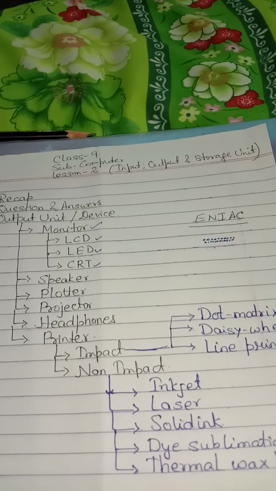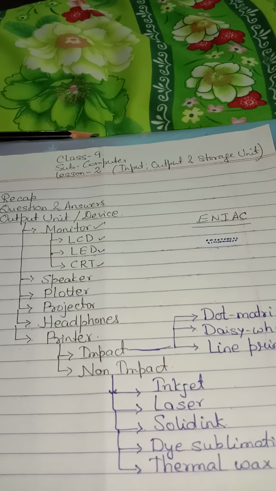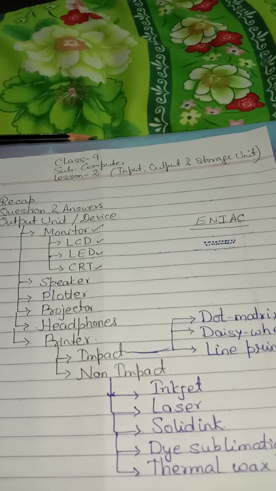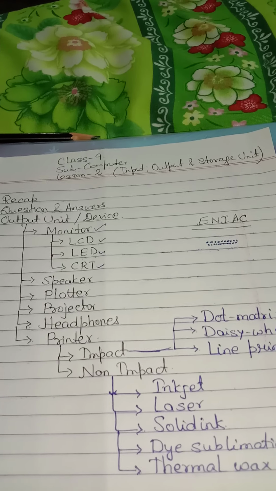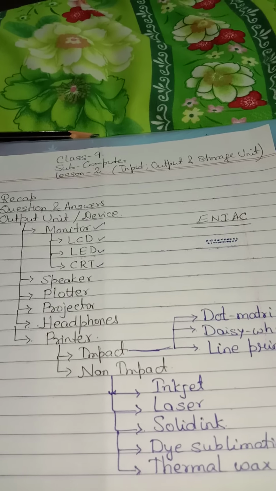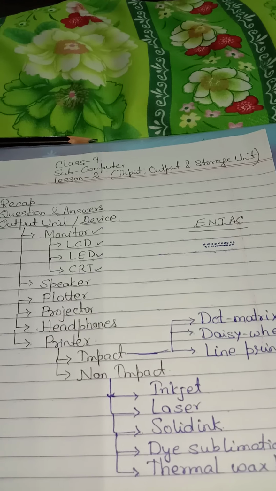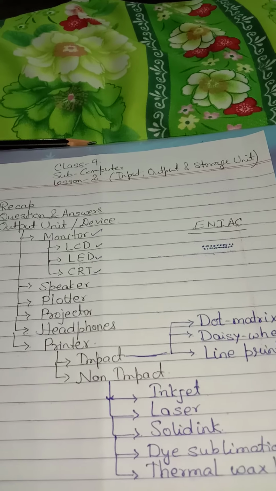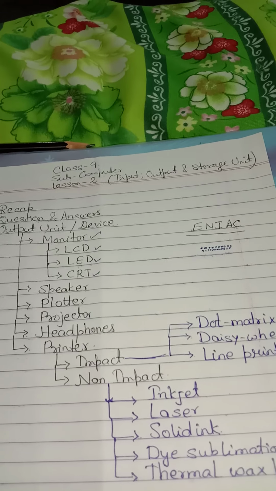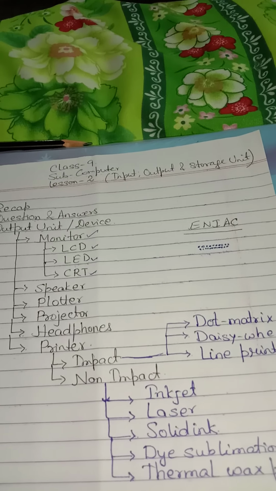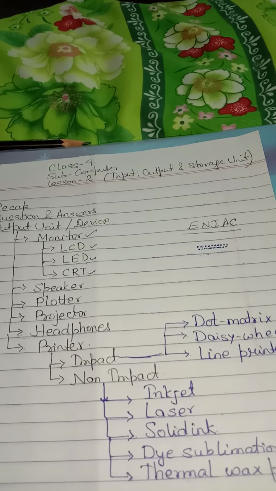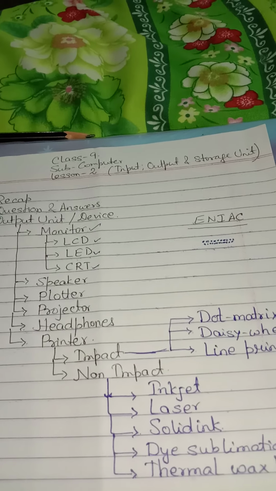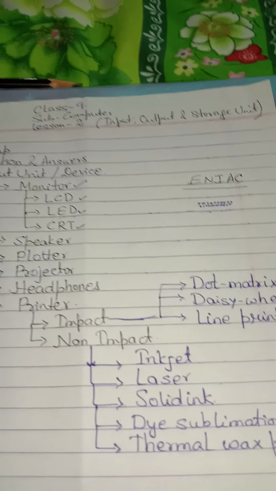Two main types of plotters are drum plotter and flatbed plotter. Drum plotter is also called roller plotter. It spins the paper back and forth on a cylindrical drum, while the ink pen moves left and right. Plotters are more expensive than printers. So this was the topic about the plotter.